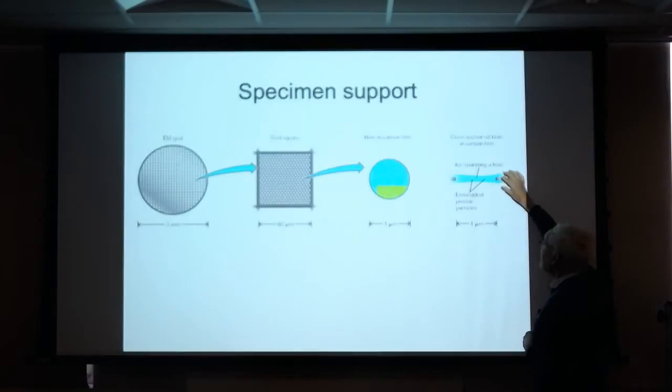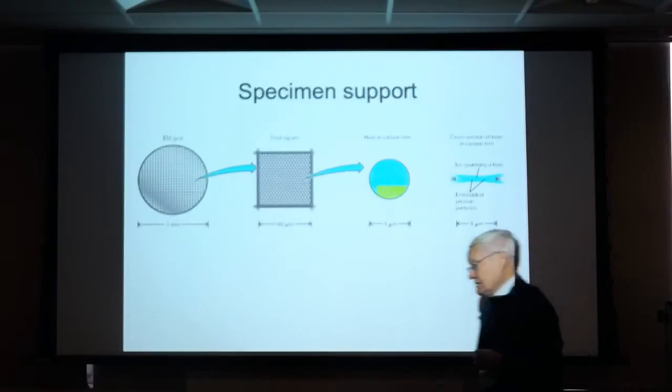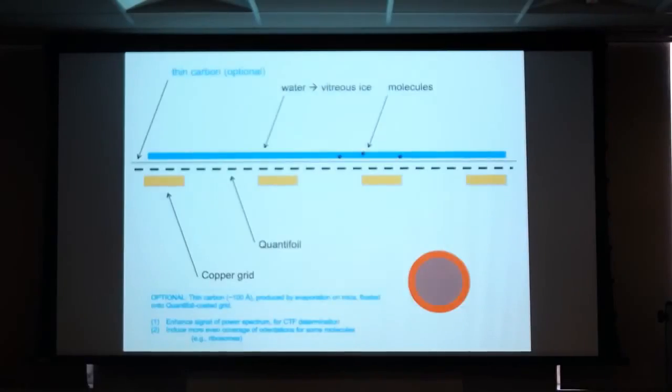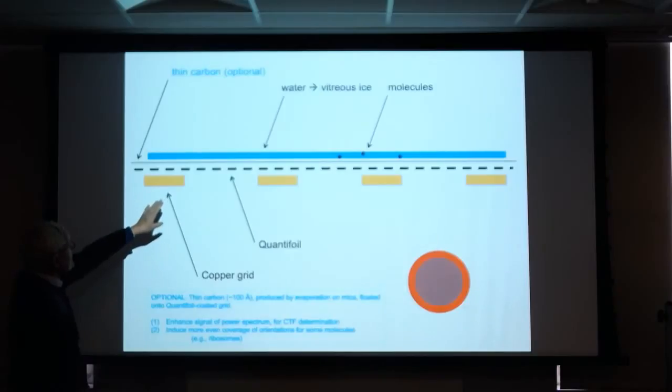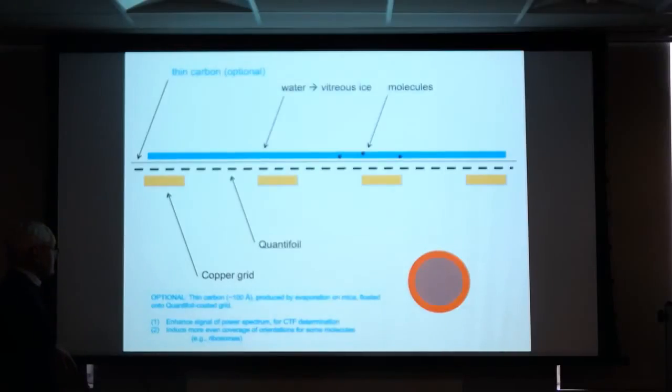And there's obviously an influence on this geometry by the edges, because they are a factor in shaping the meniscus. And I have another picture here that shows you all the different things: the copper grid, the Quantifoil that is overlaid over the grid, and then you have an optional thin carbon film, which is in a range of 100 angstroms, and it's produced by evaporation of mica and floated onto the Quantifoil-coated grid.